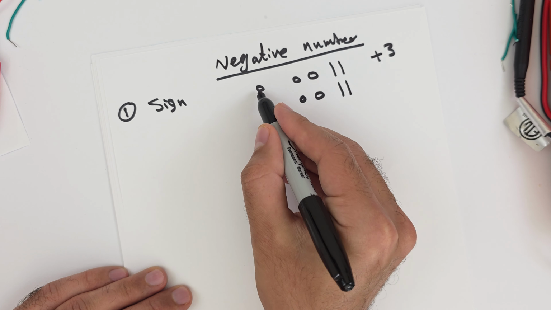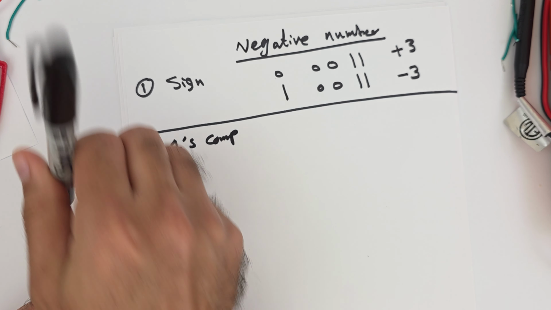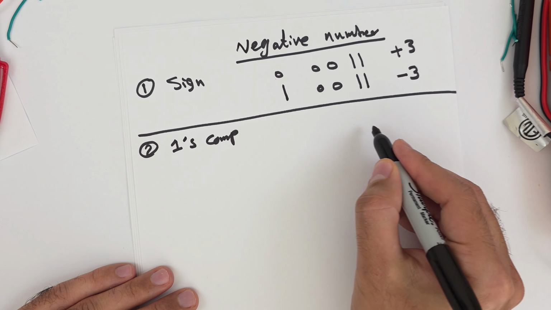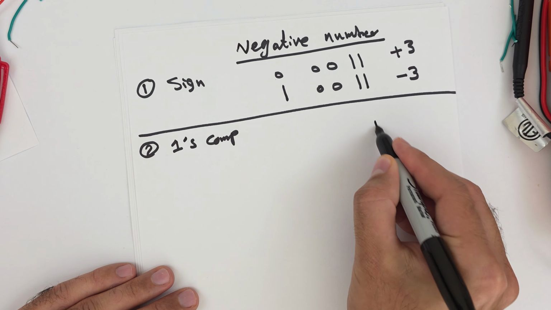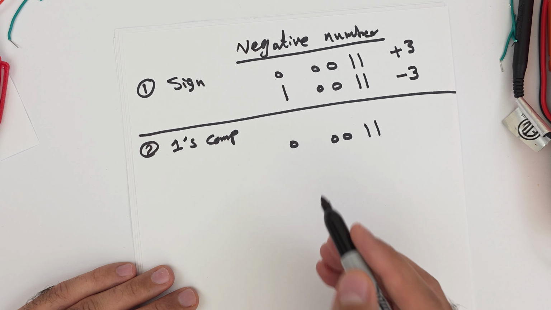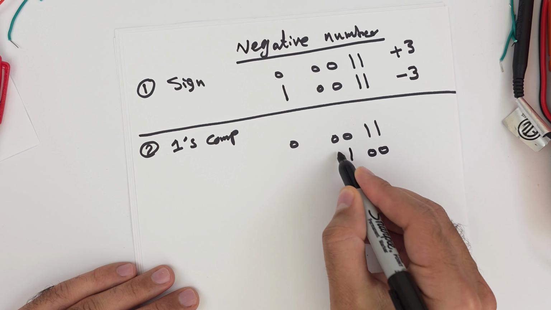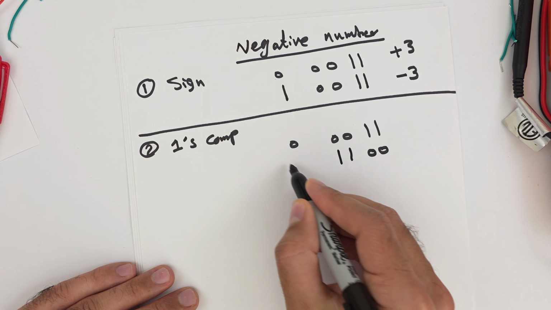The second one is the ones complement. This method is very easy also. Let's take the same value here, 00011. All you need to do is to just negate all the values. Convert the 1 to 0 and the 0 to 1. So it is going to be 1, 1, 1, 0, 0. So if this is positive 3, this is going to be negative 3.